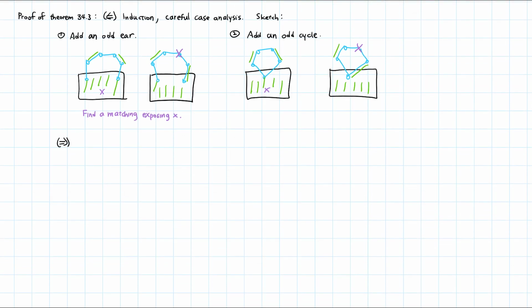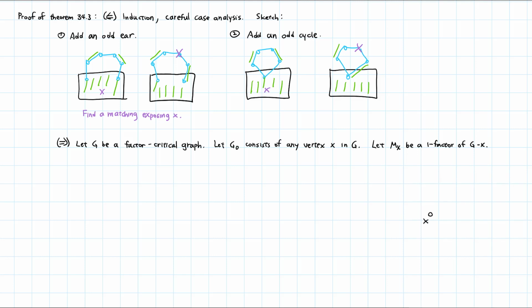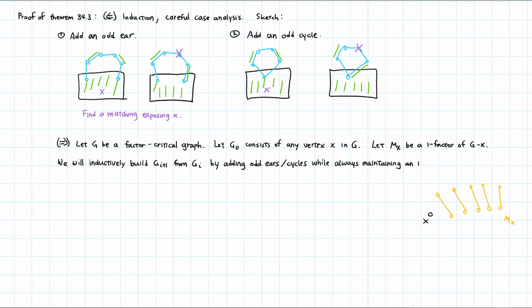In the other direction, we let G be a factor critical graph, and we want to build a closed odd ear decomposition for G. We'll start with G0, which consists of any vertex x in G. We let Mx be a one factor of G minus x, and this exists because G is factor critical. We will now inductively build G_{i+1} from G_i by adding odd ears or cycles, while always maintaining an invariant.